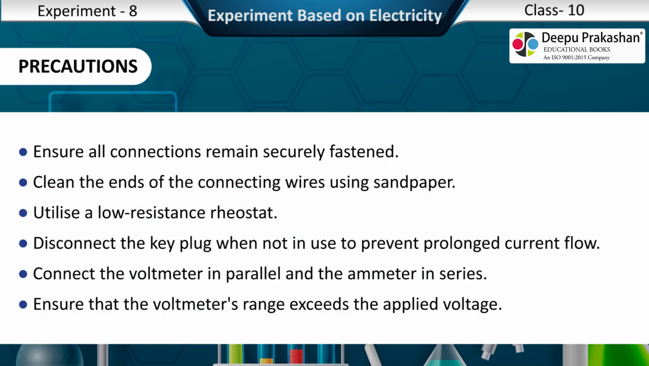Precautions. Ensure all connections remain securely fastened. Clean the ends of the connecting wires using sandpaper. Utilize a low-resistance rheostat. Disconnect the key plug when not in use to prevent prolonged current flow. Connect the voltmeter in parallel and the ammeter in series. Ensure that the voltmeter's range exceeds the applied voltage.